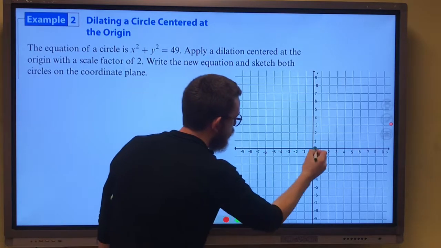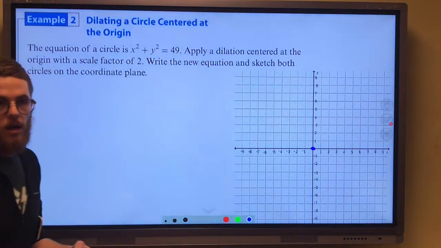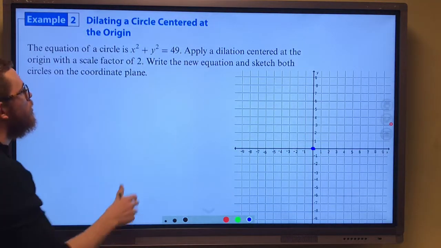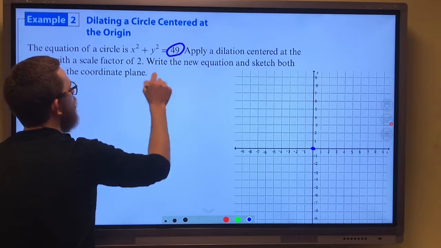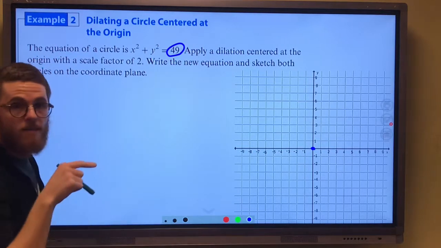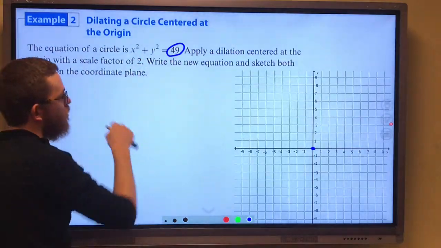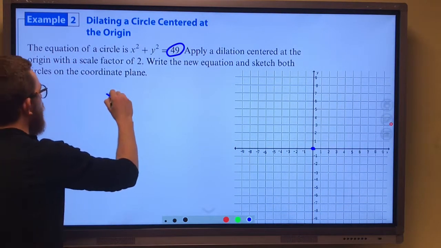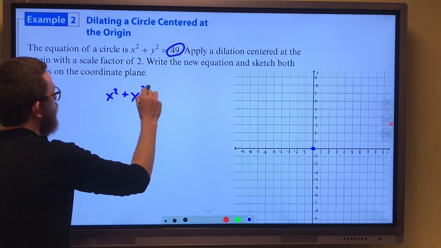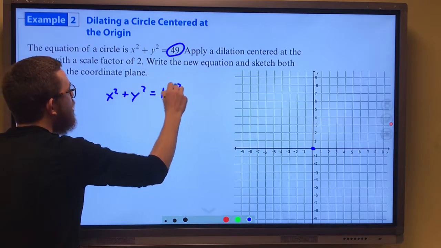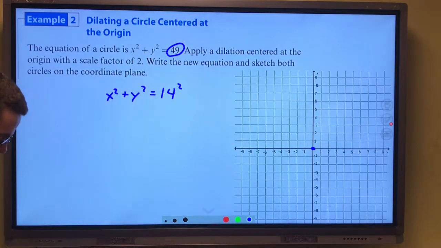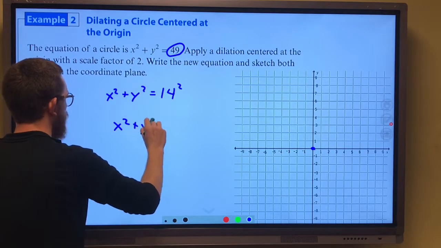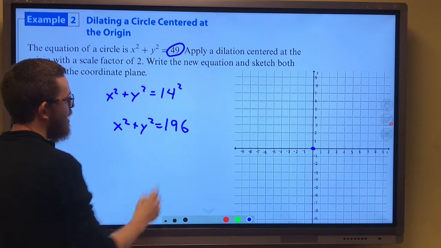The center is not going to change because the center of the dilation and the center of our circle are the same in this case. But what really changes is our radius. Our radius was 7, but we double that because our distance out is going to, of course, double. So that means we have x squared plus y squared equals 14 squared. We have to double our radius, and 14 squared is 196. So x squared plus y squared equals 196.